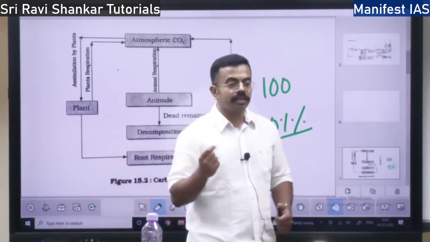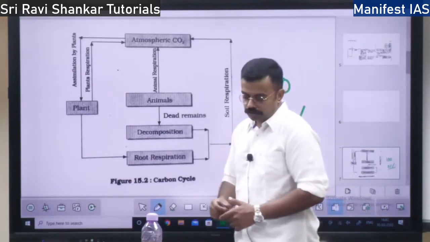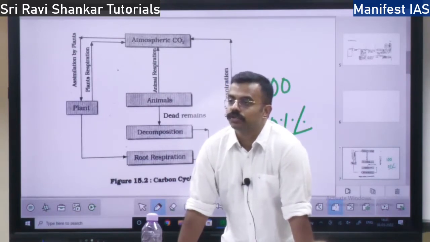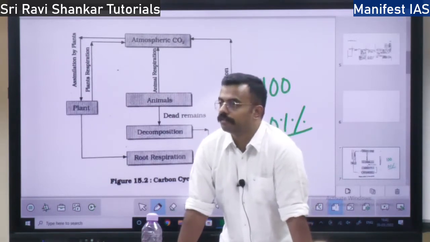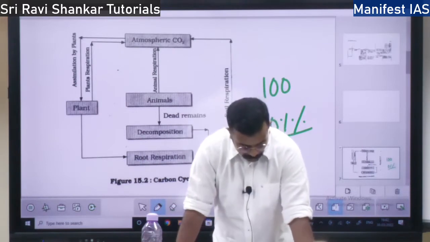In the inside tissue. Tissue means what? You have cells, and when many cells come together, they form a tissue, right? Animals have tissues, plants also have tissues. So in the tissues, this carbon is saved, right?